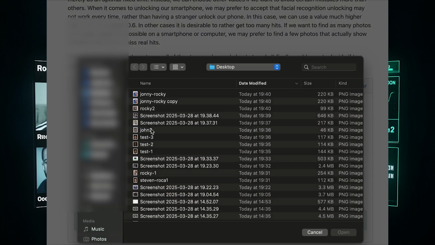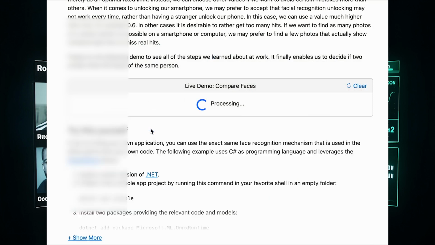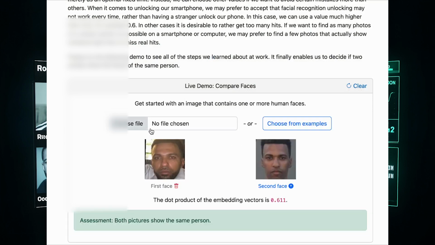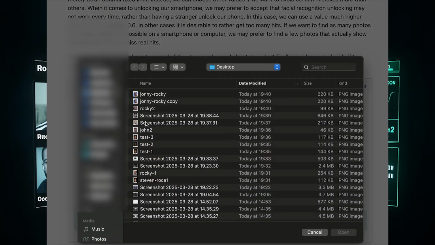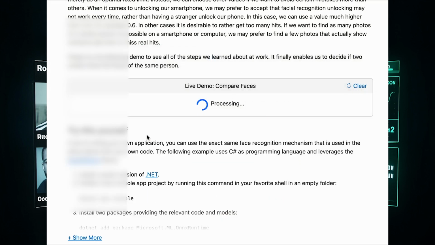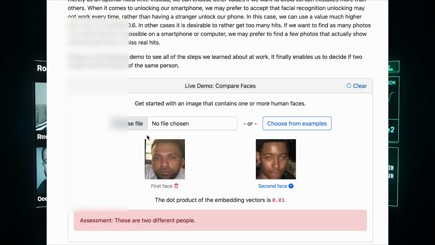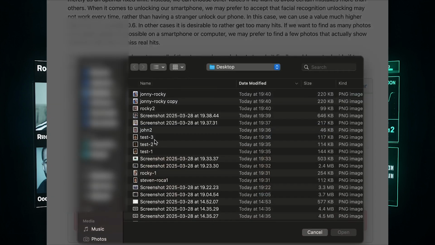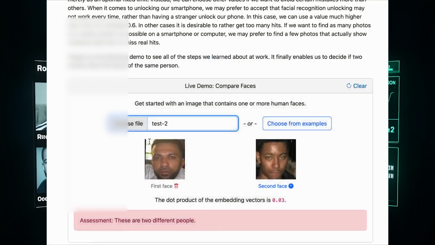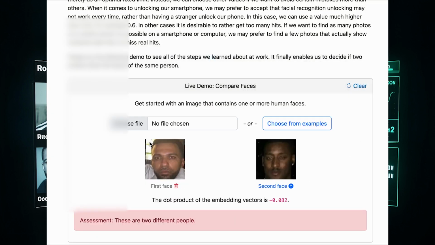So here's the core idea. Modern face recognition doesn't compare photos like a human would. Instead, it turns each face into something called a vector. Think of a vector like a unique digital fingerprint made up of numbers, a long list that represents the main features of someone's face. When two photos are of the same person, their vectors are really similar. And if they're of different people, those numbers start to look very different.